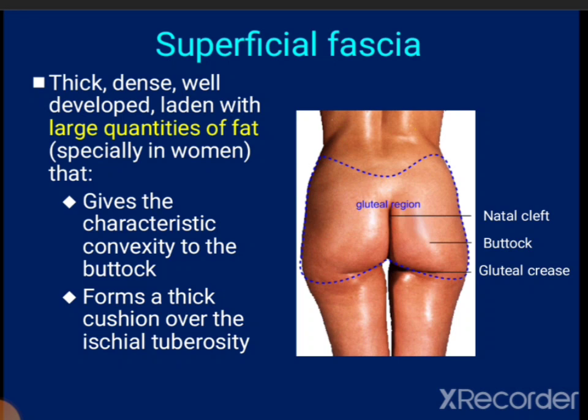The thick, dense structure lying beneath the skin of the gluteal region is the superficial fascia, which is laden with large quantities of fat, especially in women. That gives the characteristic convexity to the buttock. It forms a thick cushion over the ischial tuberosity.